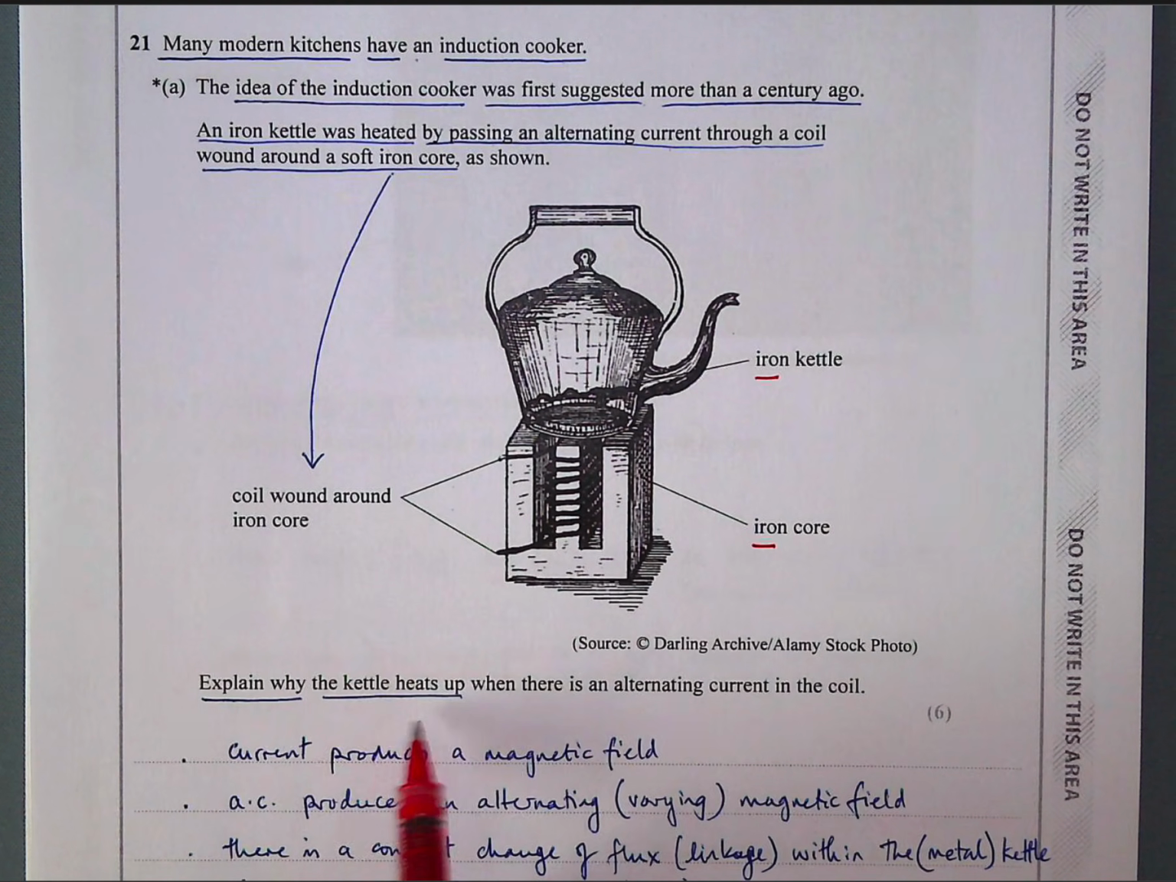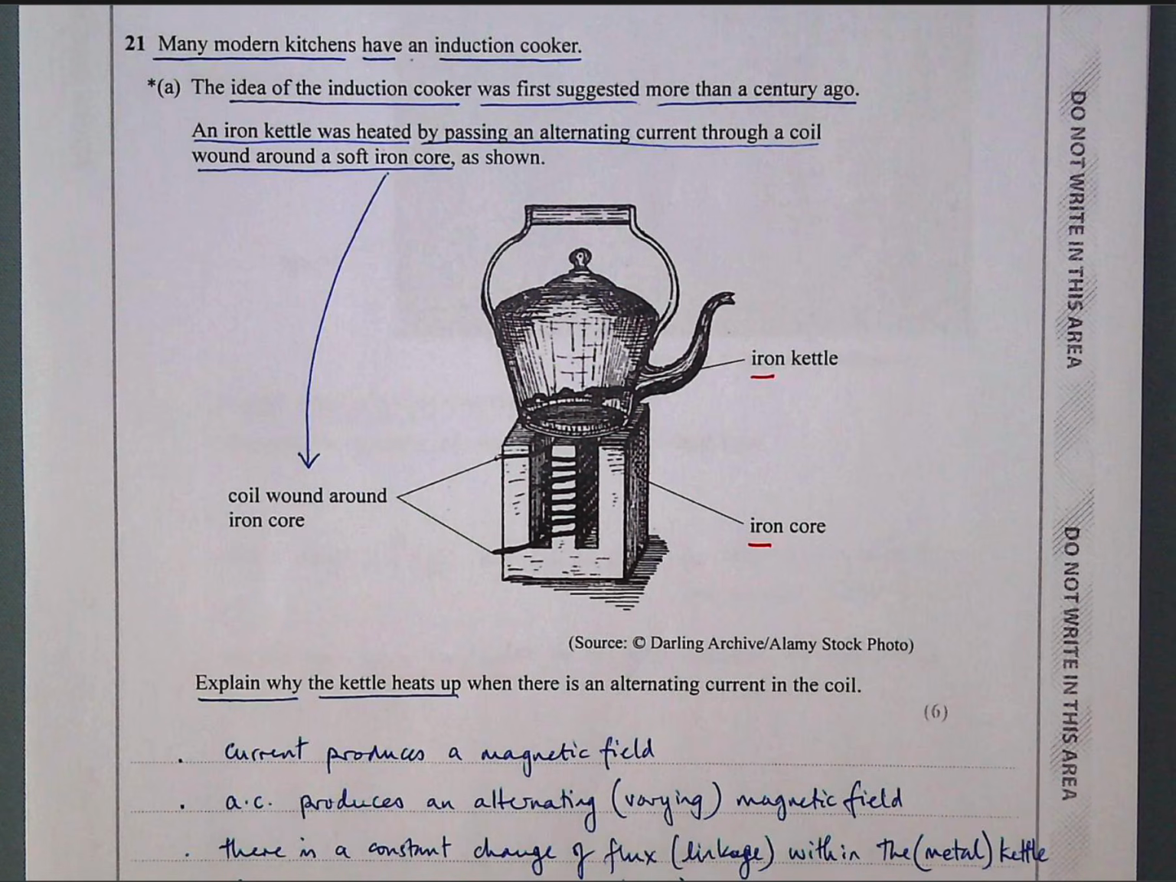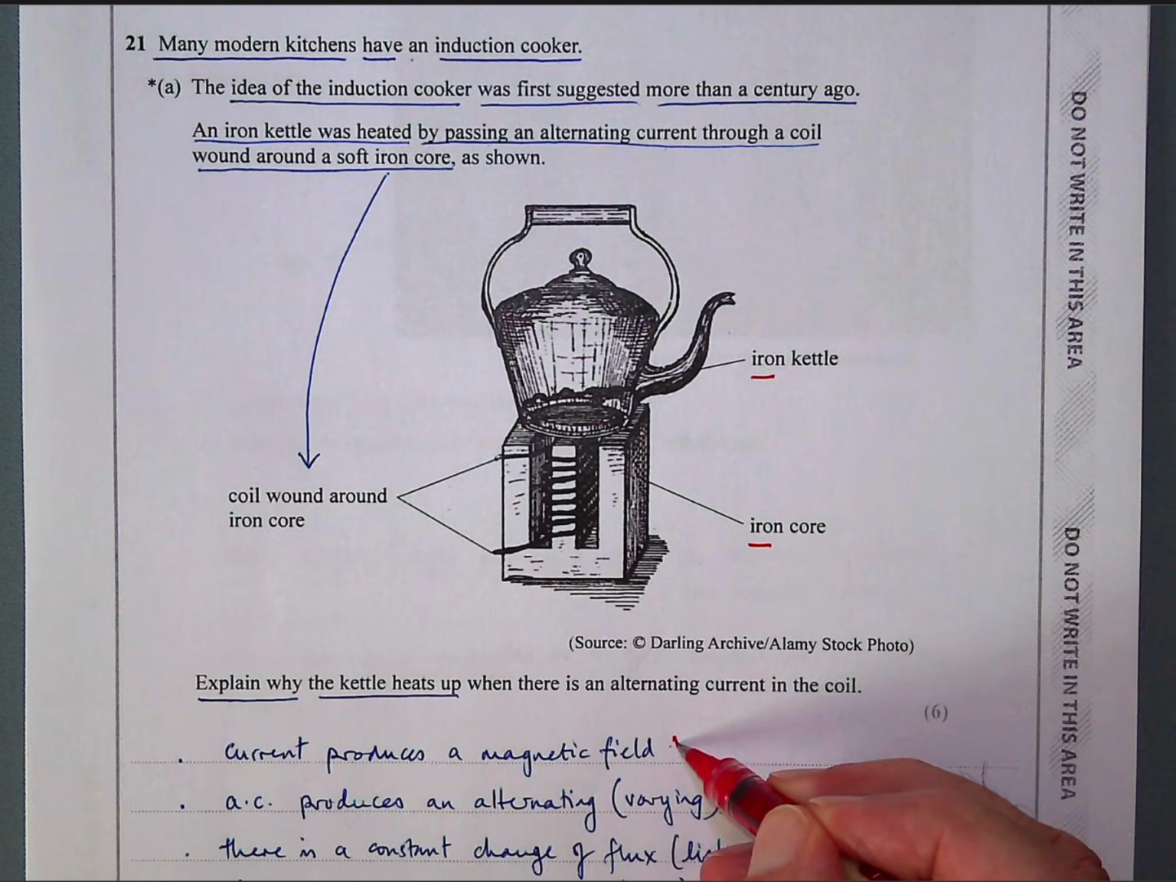Explain why the kettle heats up when there is an alternating current in the coil. Well, any current produces a magnetic field, 1 mark.